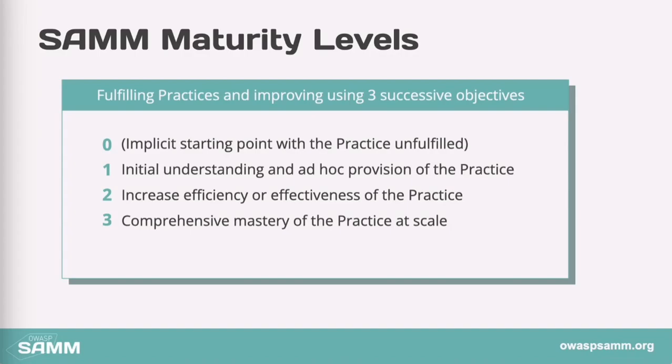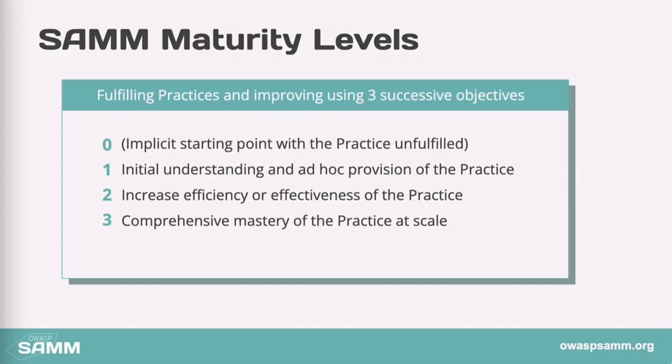Under each practice, within those activity streams, we have 3 successive objectives, and they define how it can be improved over time. These objectives are typically ordered by increasing cost and difficulty. That establishes a notion of a level at which an organization fulfills a given practice.